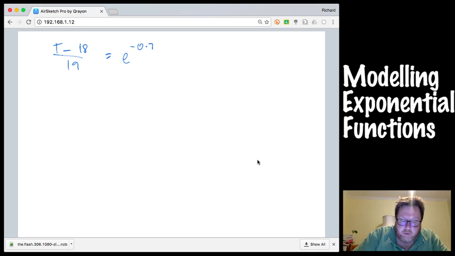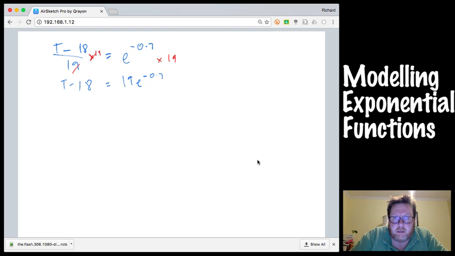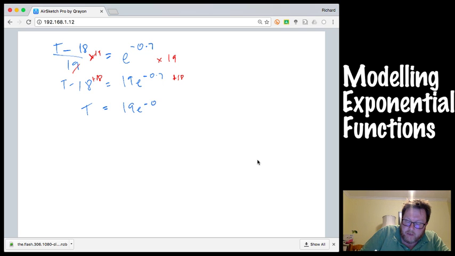So first things first, I might do it in different colours so we can see what's going on. I'm going to times both sides by 19 because that will cancel out the 19s and leave me with t minus 18. And on the right hand side, I've got 19 times e to the power of negative 0.7. And then I'm going to add 18 to both sides because that will get rid of the 18 on the left hand side. So that will leave me with just t, the thing I'm looking for. And on the right hand side, I've got 19e to the power of negative 0.7 plus 18. Cool. What does that equal?